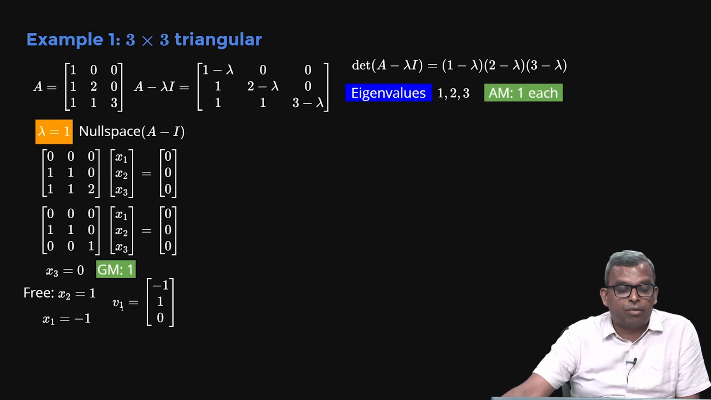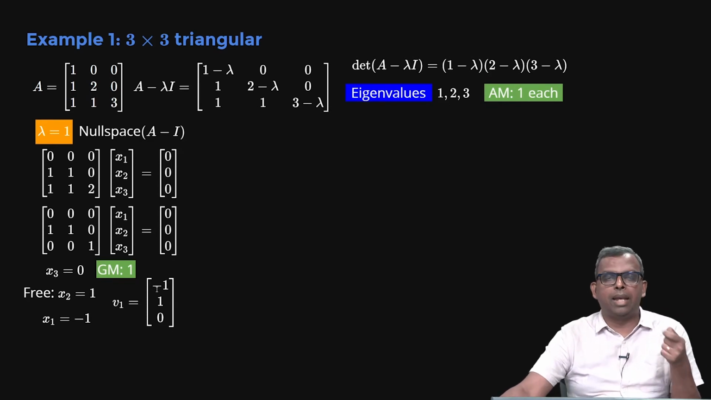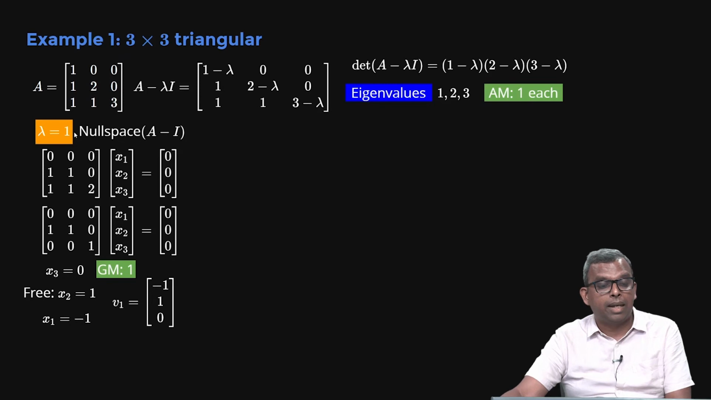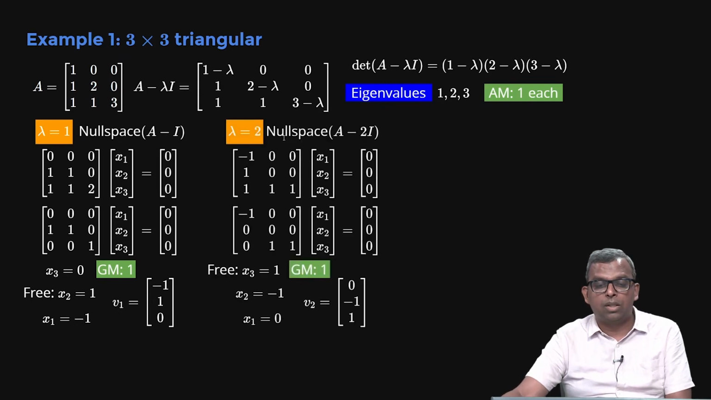So quickly we identified that this V1 was minus 1, 1, 0. This V1 is the basis for this null space, and that will be the vector that we will take as your eigenvector. So lambda equals 1, the eigenvector is minus 1, 1, 0. Okay, so let's go to lambda equals 2.